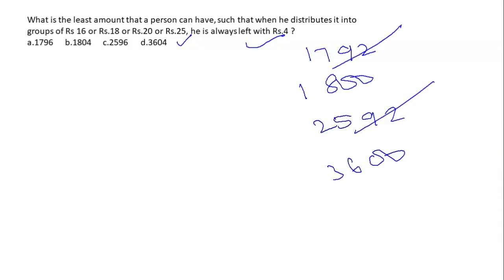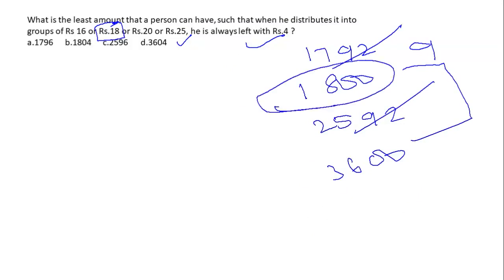The next thing is what? The number should be divisible by what? 18. It should also be divisible by 9. Both are divisible, this as well as this is divisible. Okay, 16 divisible, this is not divisible. So your answer is 360.